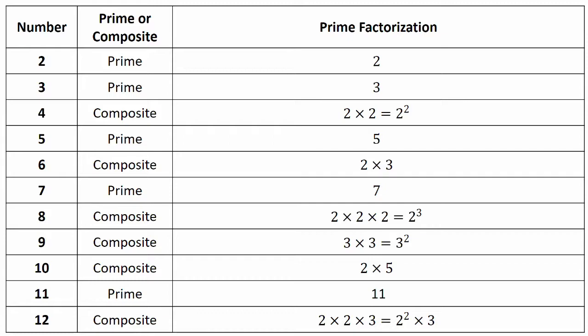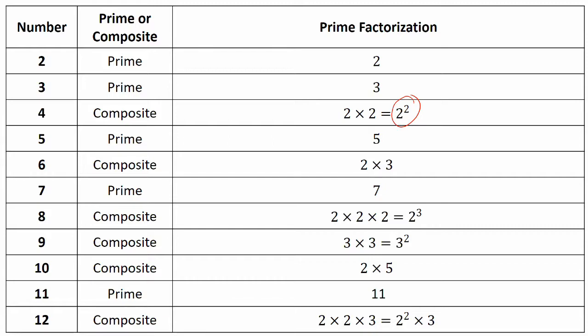Let's take a look at the whole numbers from 2 to 12. So I've listed them in this table, and I've indicated which are prime and composite. So 2 and 3 are the first ones. They're prime. The first number that's composite is 4. It can be expressed as 2 times 2, which I could write as 2 squared. So that's its prime factorization.